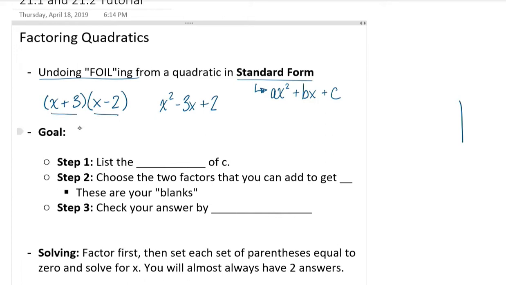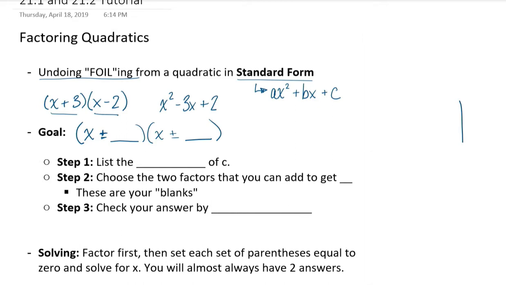So your goal is to get a set of parentheses where you have x plus or minus a number times x plus or minus a number. Your job is to figure out whether it's plus a number or minus a number. So it won't actually be the plus or minus symbol. That's what you're trying to figure out.